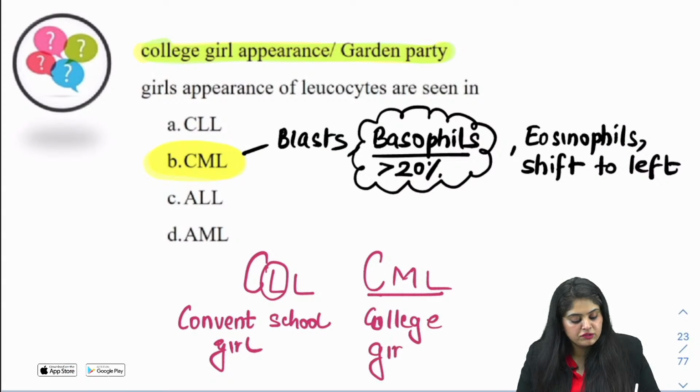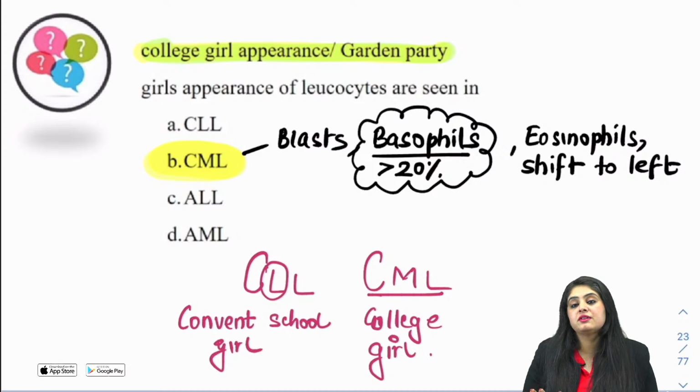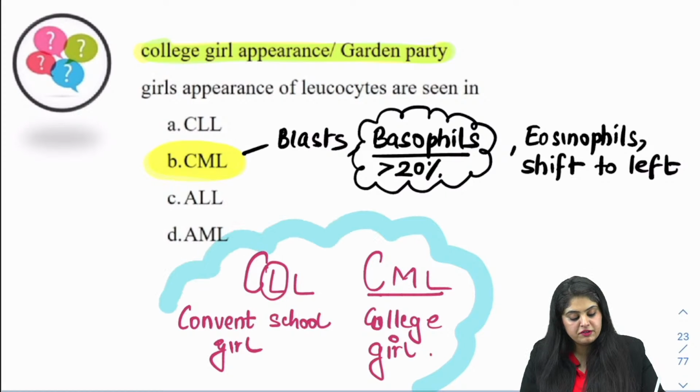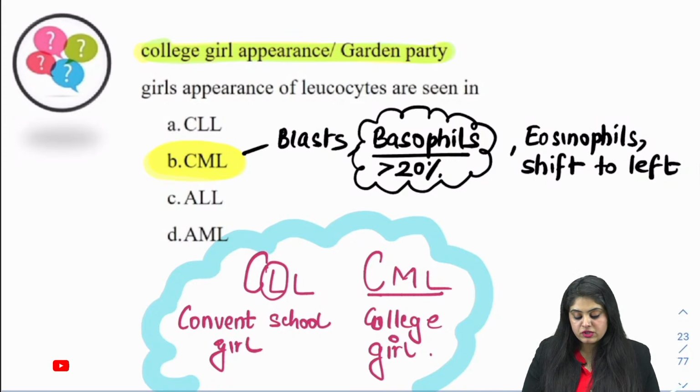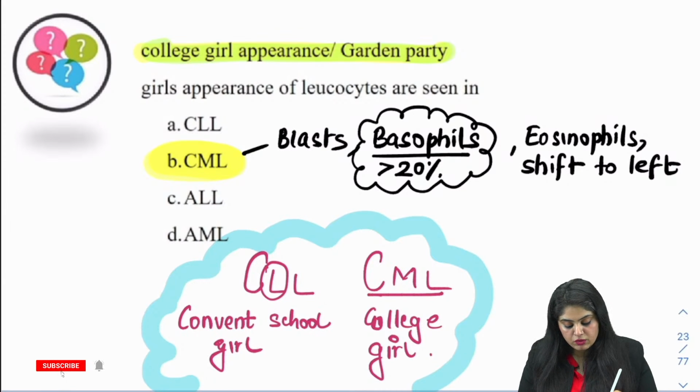And this is, for some odd reason, the FMGE examiner's favorite question. He's very fond of this convent school and college girl appearance. So please remember, this is the difference that you have. But your first question is still pending, guys. That question we are going to go back to.